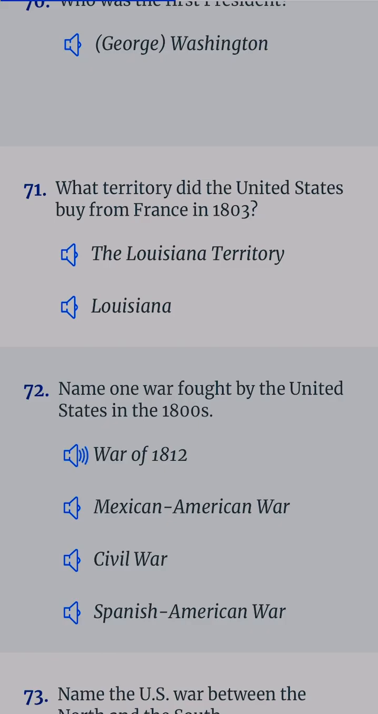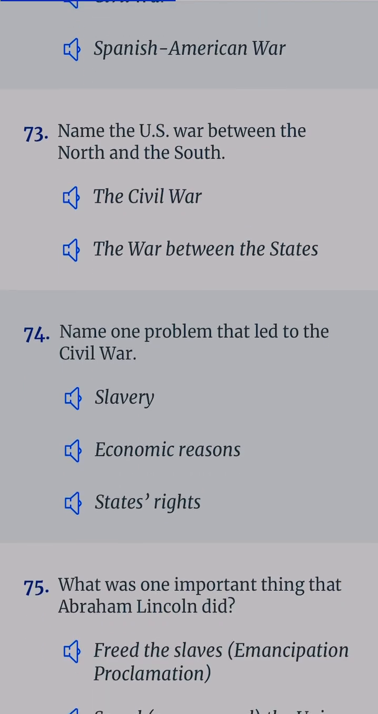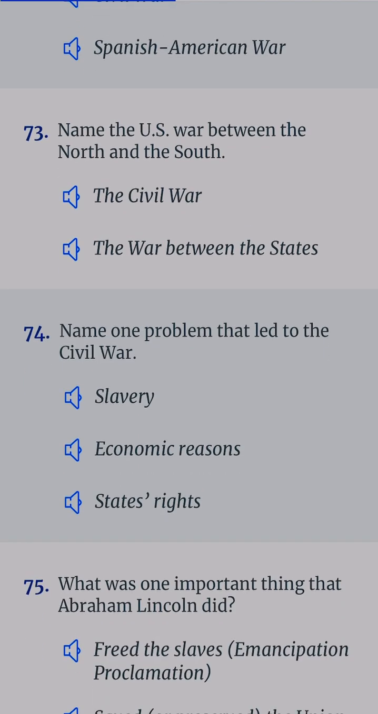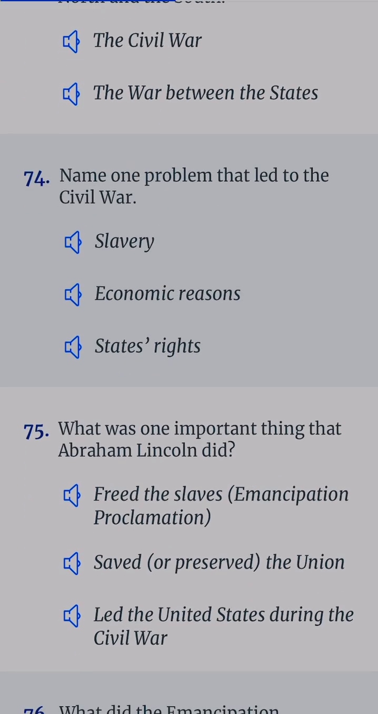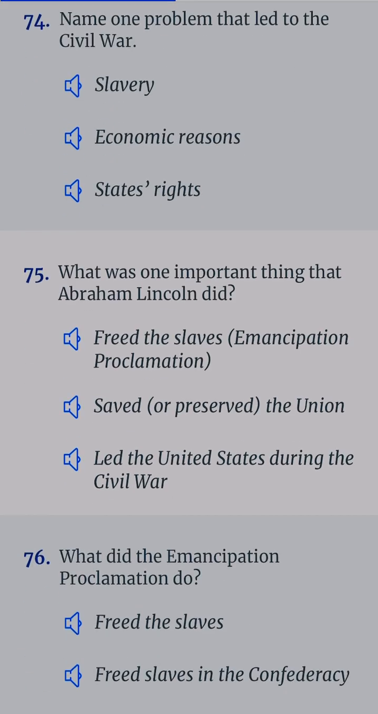Name one war fought by the United States in the 1800s. War of 1812, Mexican-American War, Civil War, Spanish-American War. Name the U.S. war between the North and the South. The Civil War. The war between the states. Name one problem that led to the Civil War. Slavery, economic reasons, states' rights.